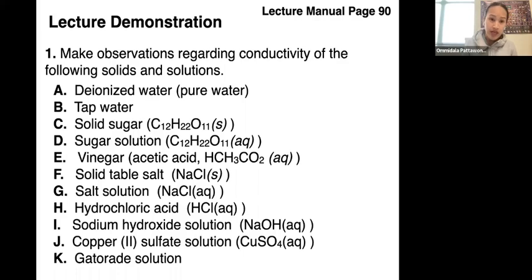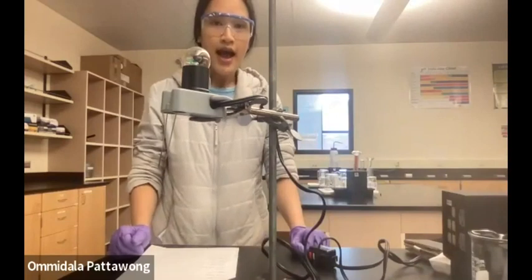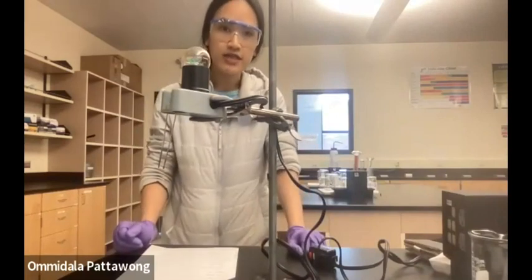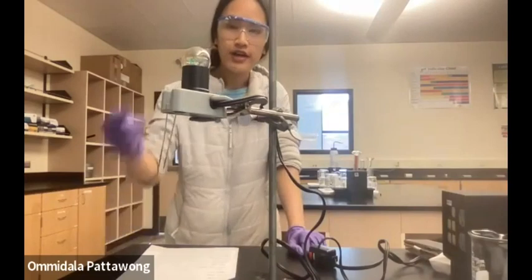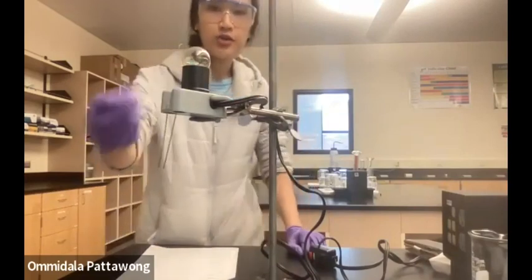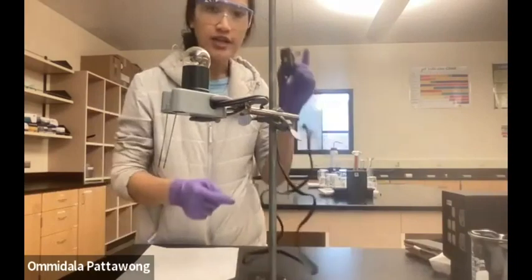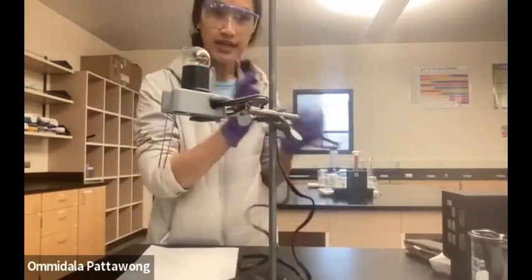The next thing we are going to take a look at is the lecture demonstration of conductivity. Hi everyone, in this lecture video, we are going to take a look at the conductivity of several substances. Okay, so what I have here is a light bulb that is connected to two electrodes. These two electrodes are separated and I'm going to connect these to a power supply.